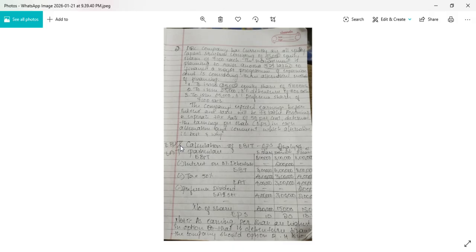We'll take a heading: calculation of EBIT EPS analysis. So divide columns into four. First column will be particulars. Second column will be option 1 equity shares, and third column will be option 2 debentures. Then fourth column will be option 3 8% preference shares. Totally we have four columns: particulars, equity shares, debentures, then preference shares.